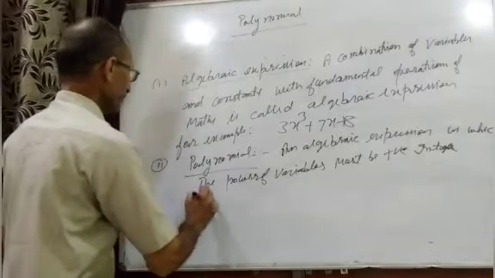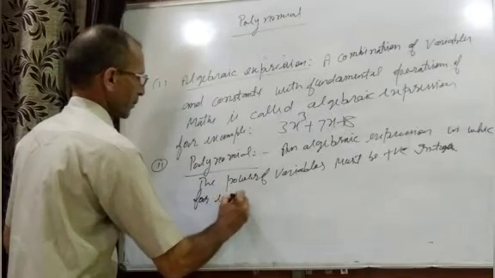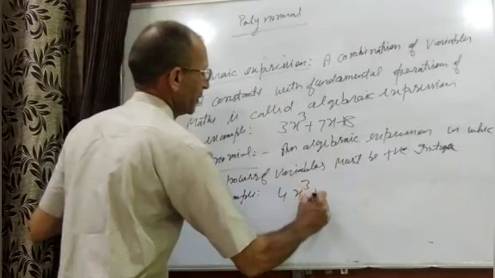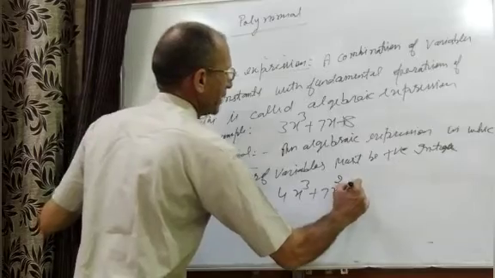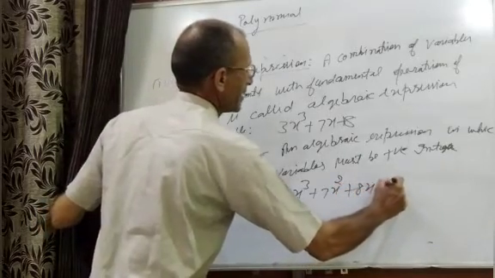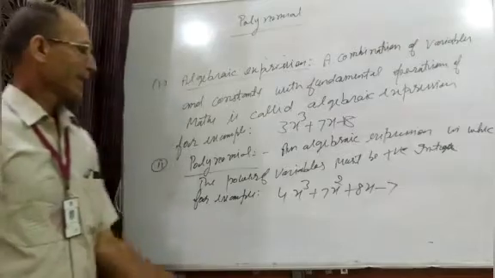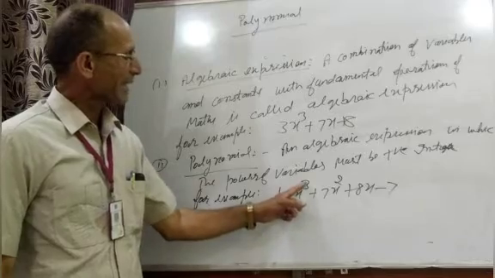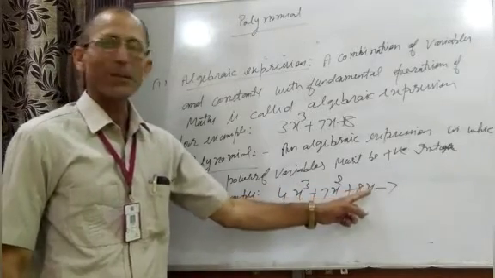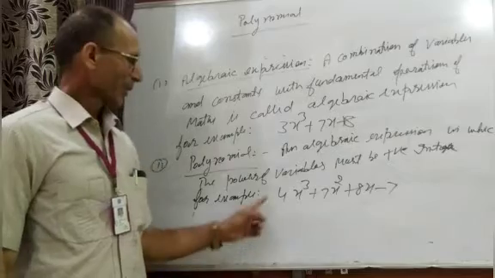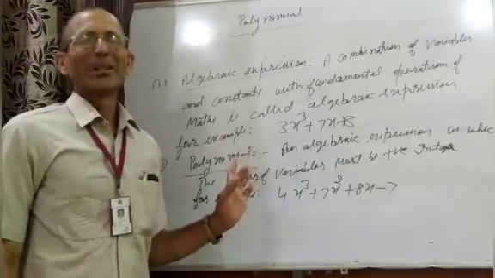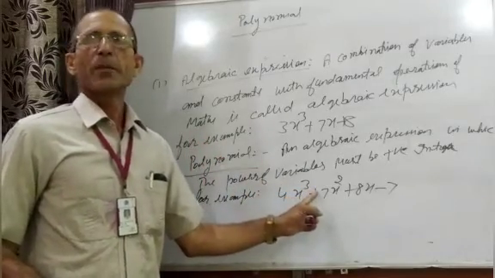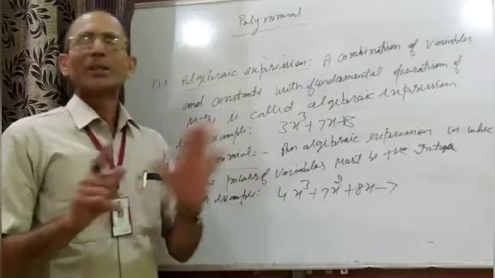For example, 4x cubed plus 7x square plus 8x minus 7. Here the variable is x, and the power of the first term is 3, the power of the second term is 2 and the power of the fourth term is 1. So this is not negative and not rational. I told you the power of variables must be a positive integer, not negative, not rational.